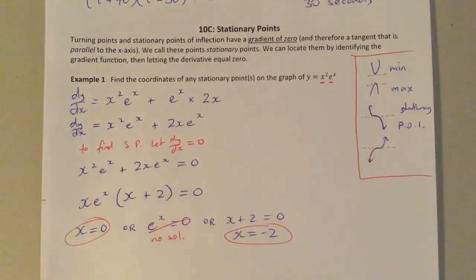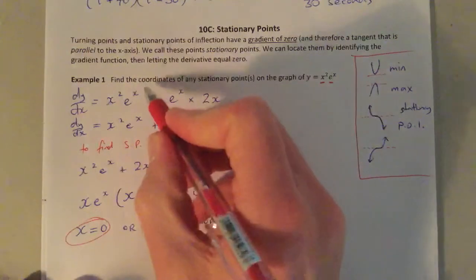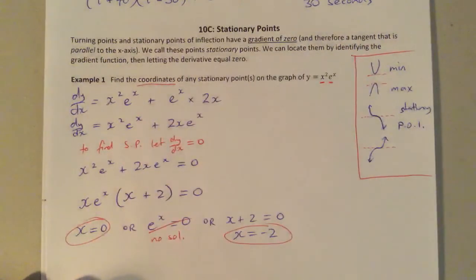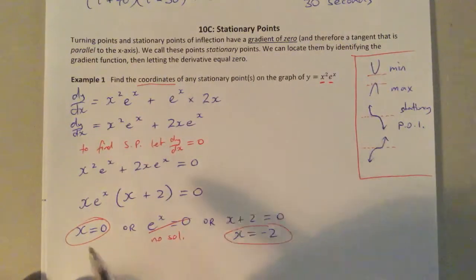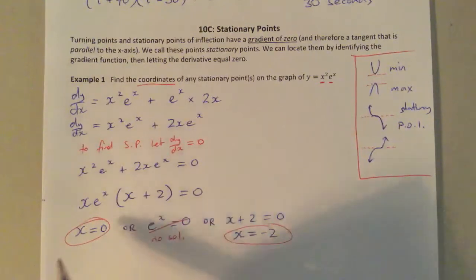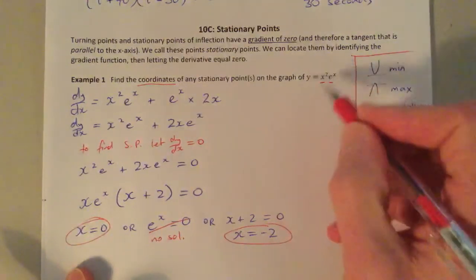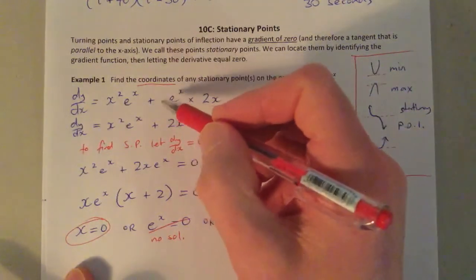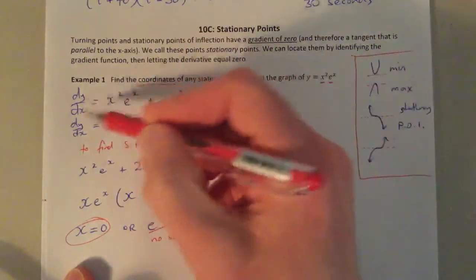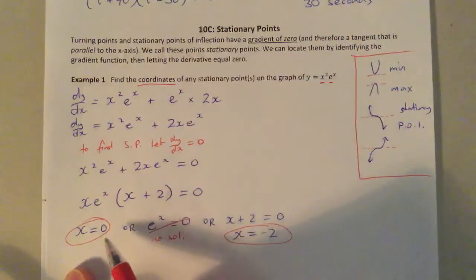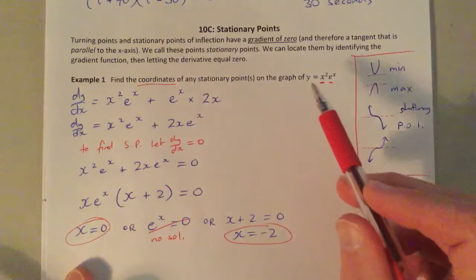Now, always read the question carefully because this one's saying to find the coordinates of any stationary points, which means we need the x coordinates and the y coordinates. We know the x coordinates. If we need the y coordinates, we're going to substitute in, but we're going to substitute into the original rule here, right? Don't sub back into the derivative. The derivative doesn't have y in it. The derivative's got dy dx. If you're trying to find y, you need to sub into the rule that has y in it.